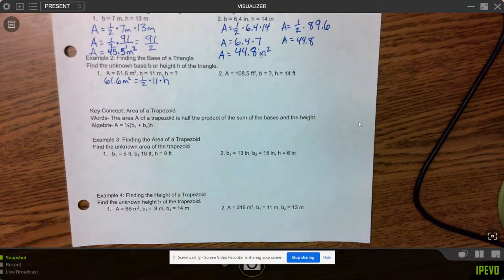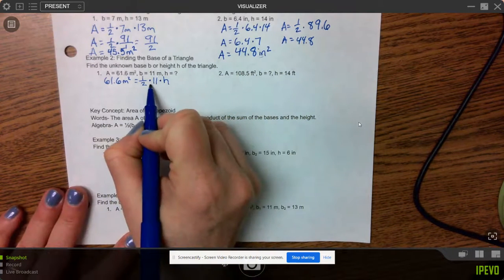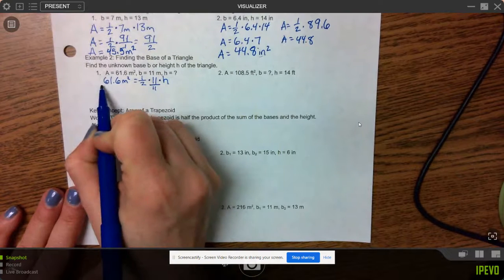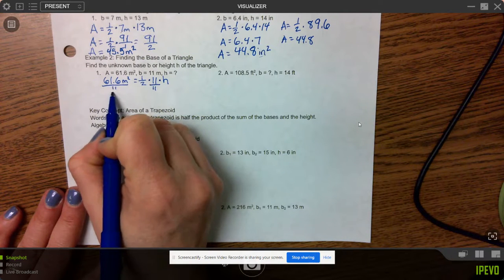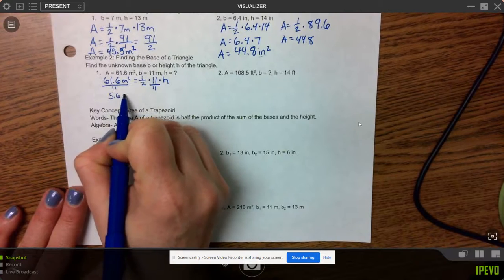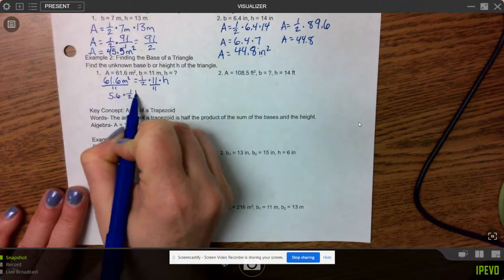So 61.6 divided by 11, because we want to get that height by itself. So we're going to divide by 11 and divide by 11. So we get 5.6 equals 1/2 of the height.